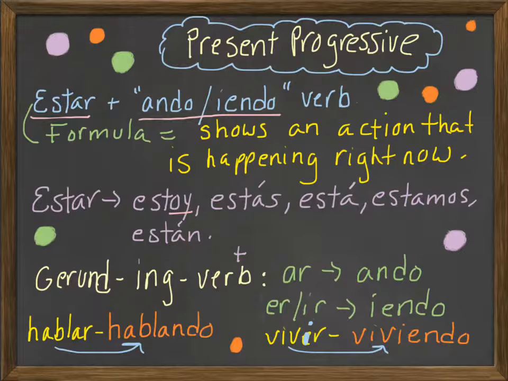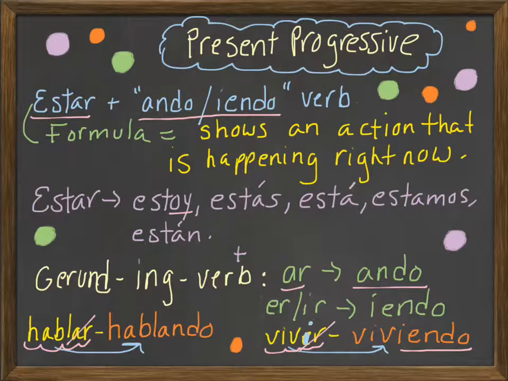Remember, if it ends in AR, you drop the AR and then add ANDO. So for hablar down here, you would drop the AR and you would get hablando, and that would mean talking, because hablar means to talk. Okay, for an ER or IR verb, like vivir down here, vivir meaning to live, you would drop the IR and you would add IENDO and you would get viviendo, and that means living.